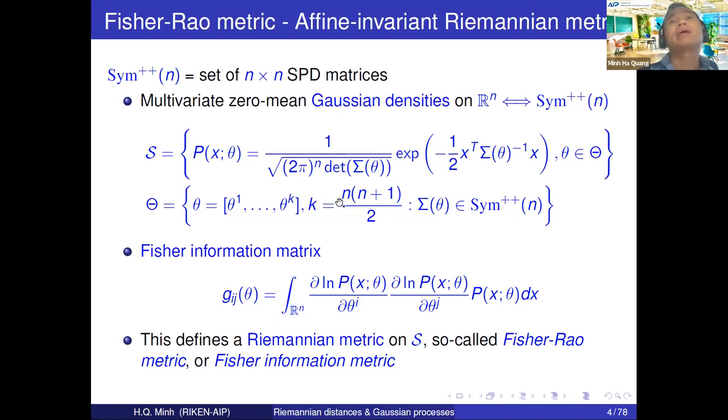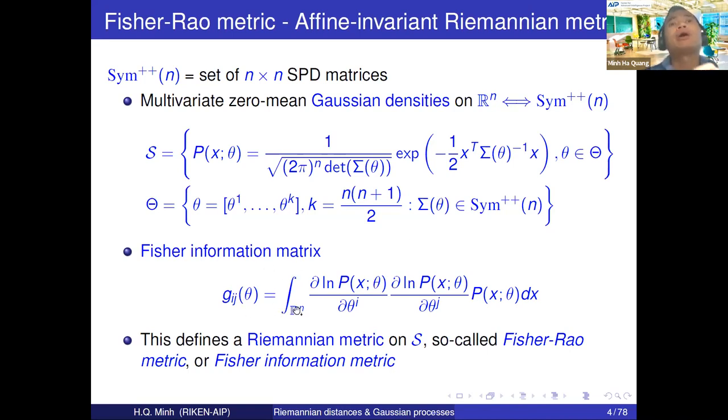We can parameterize it by a set theta, and since it's symmetric, of size n-by-n, we just need to parameterize the upper half of the matrix. So it has n(n+1)/2 parameters. We can parameterize it by a set theta in Euclidean space, and it's an open set. So it has the structure of a smooth manifold, and we can define the Fisher information metric, given by this formula here.